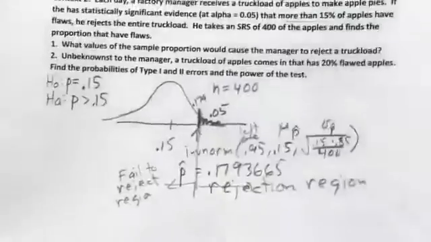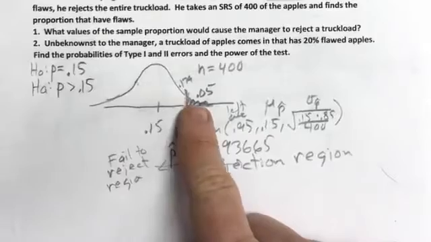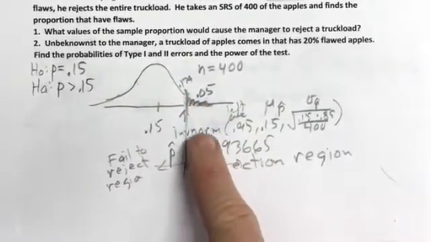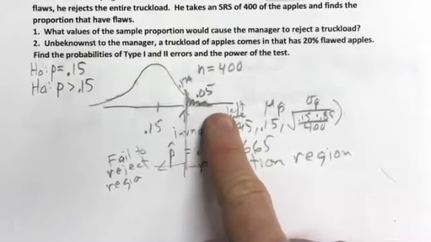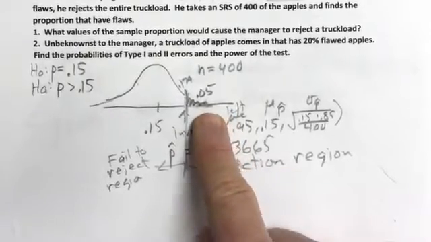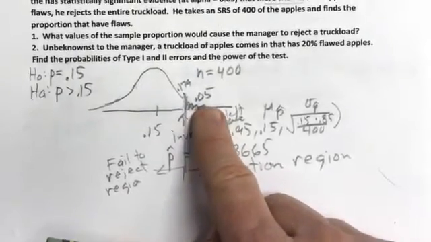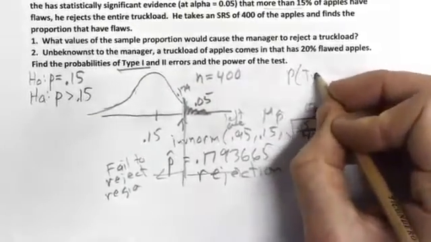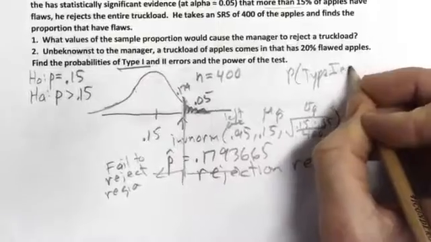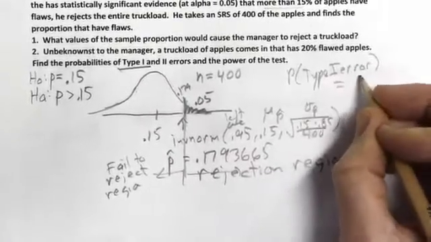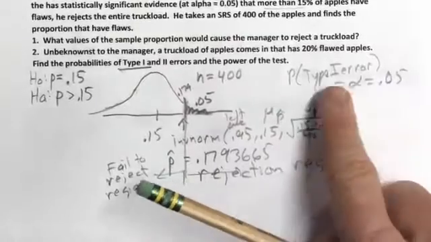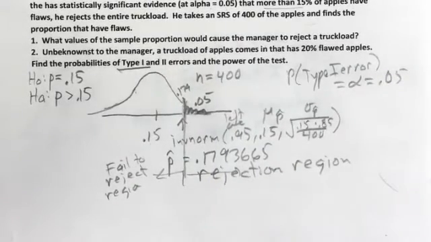So here, type 1 error: if this is in fact the true distribution, and we have a good truckload, it could be just by chance we get more than 0.179 in our sample, we reject a good truckload, and that's type 1 error. And alpha defines the percent of time that's going to happen. So the probability of type 1 error is always equal to alpha, and that's 0.05. So that's an easy question. The probability of type 1 is always 0.05.